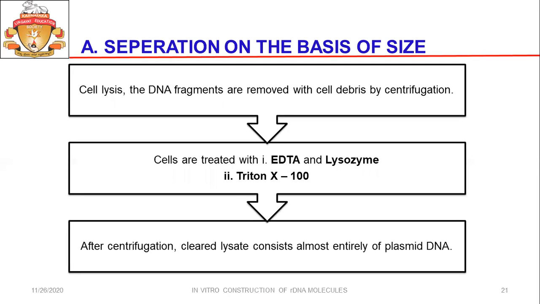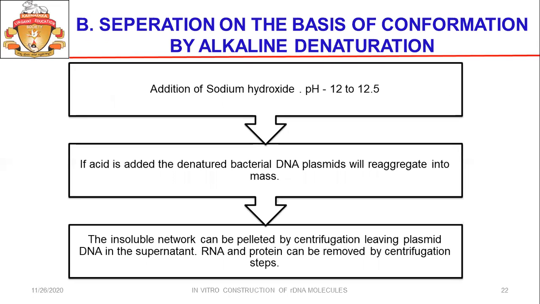So the Triton X-100 is mainly responsible for the cell lysis. After centrifugation, the cleared lysate contains almost entirely plasmid DNA, and that is what we want. Now, the second is the separation on the basis of conformation by alkaline denaturation. We're going to use alkali here, that is sodium hydroxide, and the pH should be maintained between 12 to 12.5. This sodium hydroxide is added to the cell extract.